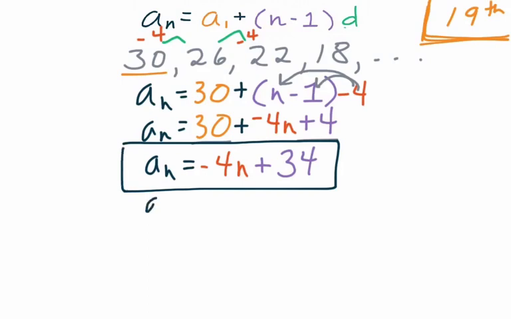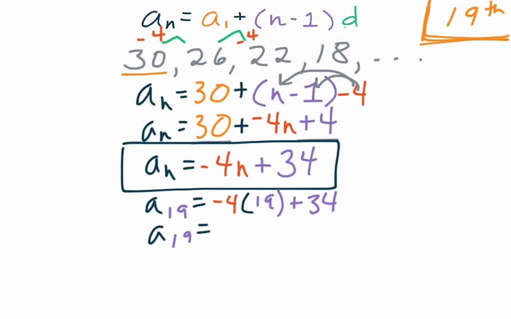So that's a of 19 is going to equal negative 4. I'm saying a, it's actually a sub 19, but putting that in there for you guys. We want the 19 here. And then we're going to put plus 34 right after that. And then we just do our math, all right? So a of 19 is going to equal negative 4 times 19.